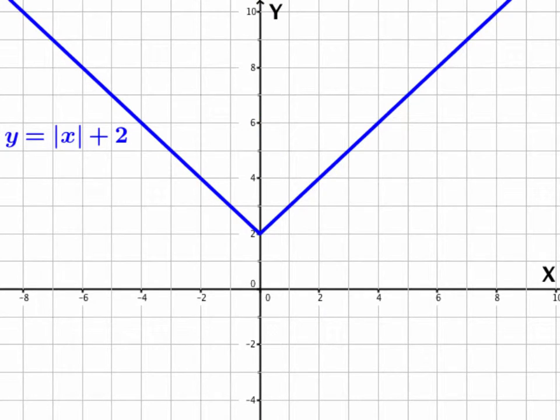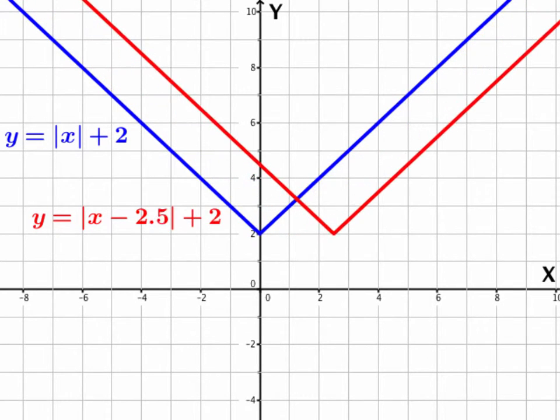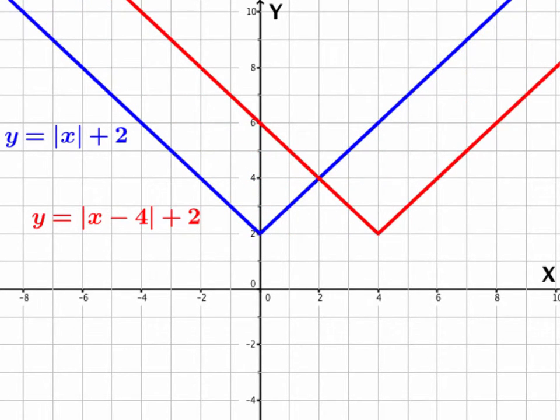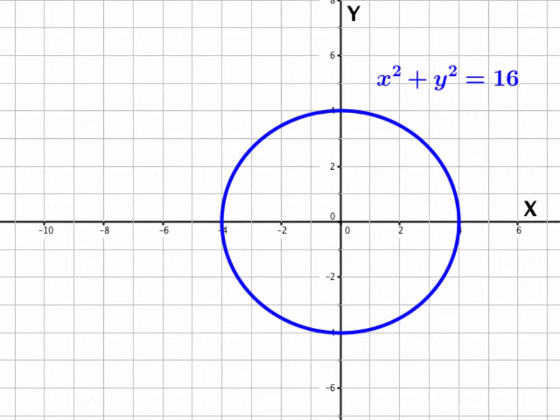So here's the graph of our equation, y equals the absolute value of x plus 2. Now, if we wanted to graph the new equation, y equals the absolute value of (x minus 4) plus 2, all we've done is taken the x in our original equation and replaced it with an x minus 4. And not surprisingly, replacing the x with an x minus 4 has the effect of shifting our graph exactly 4 units to the right. Alright, last example.